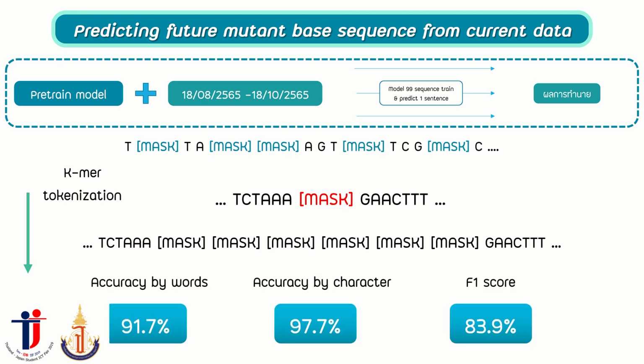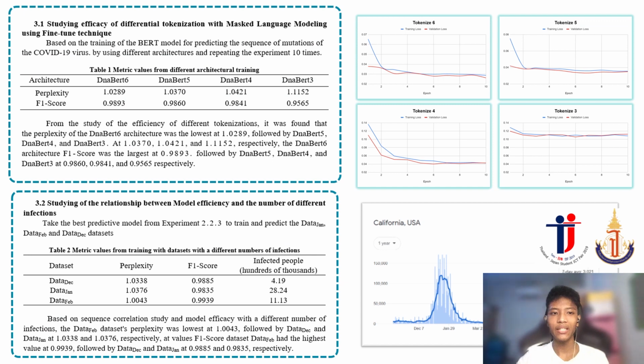Accuracy by word was 91.7%. Accuracy by character was 97.7%. F1 score was 83.9%. Next, this will be the summary of the experimental results.